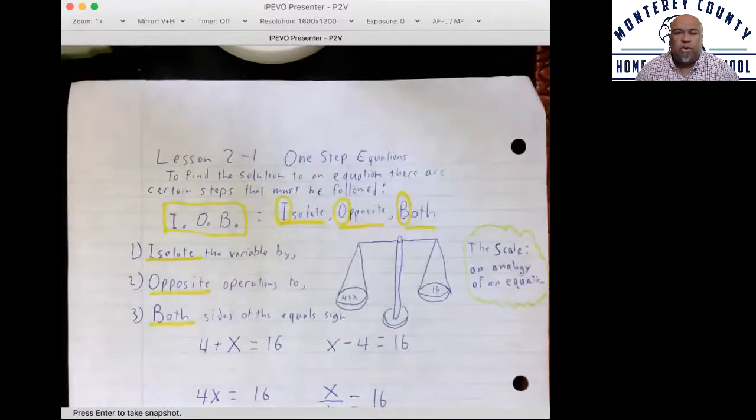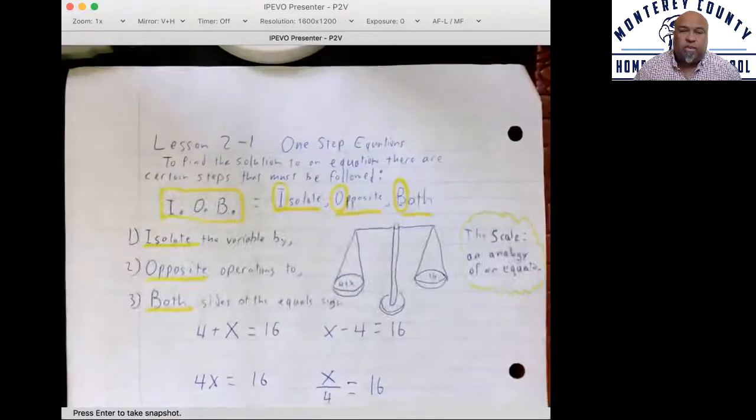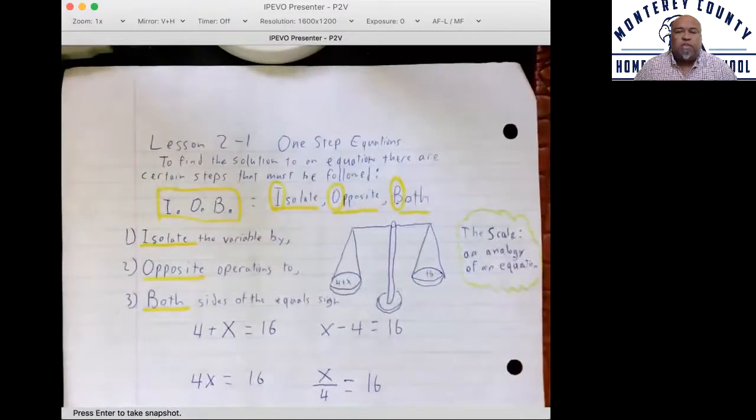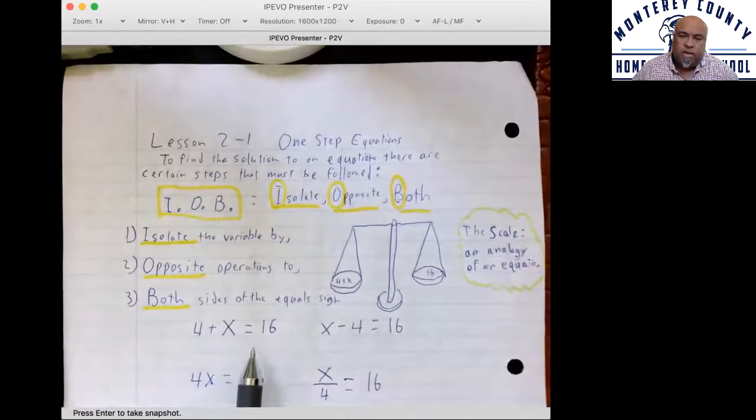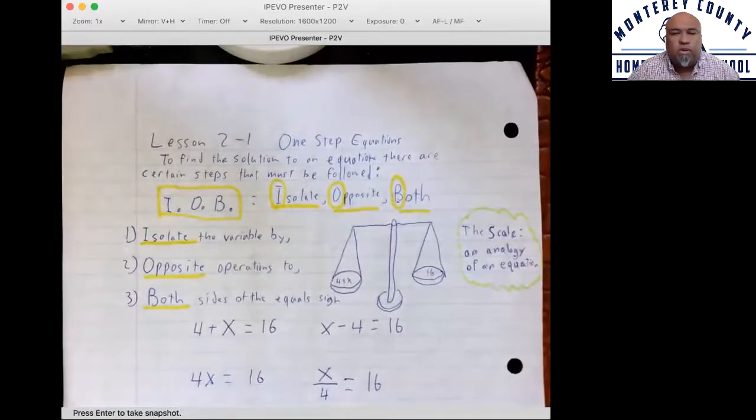Okay, so to do one-step equations, that's what the lesson is on, means to find the solution of an equation, there are certain steps that must be followed, okay? Now, I want to remind you from the last lessons that an equation is a number sentence that contains an equal sign. Okay, I have several equations right here. 4 plus x is equal to 16. And I'll read the other ones later when we're getting ready to do them.